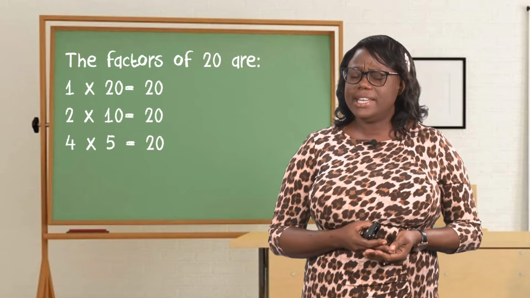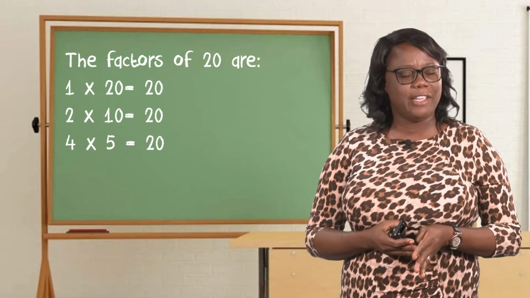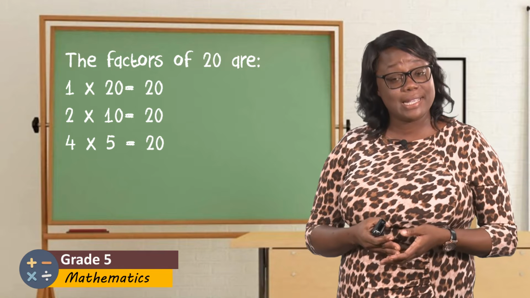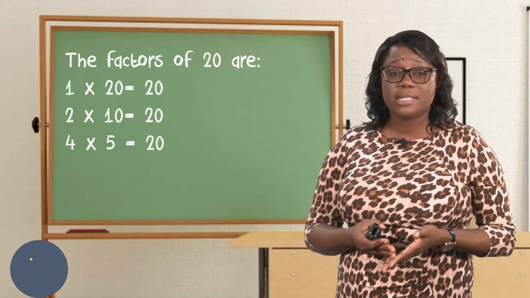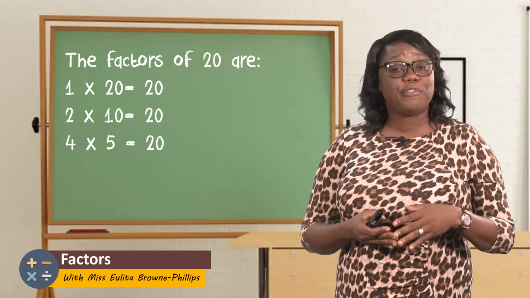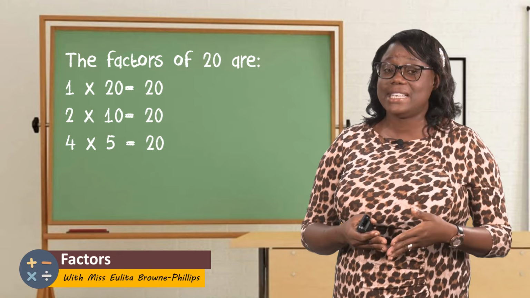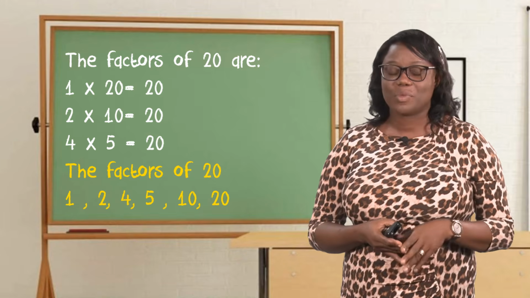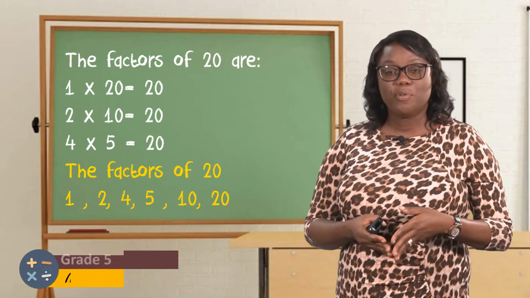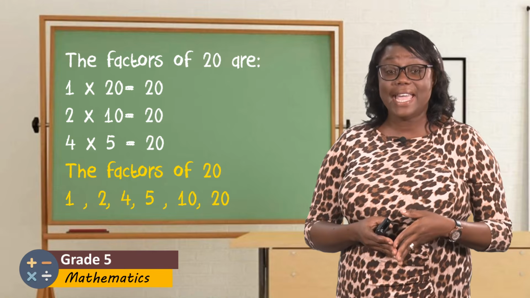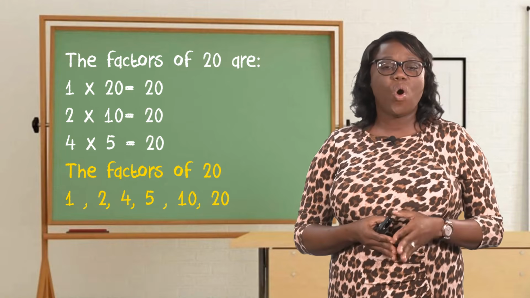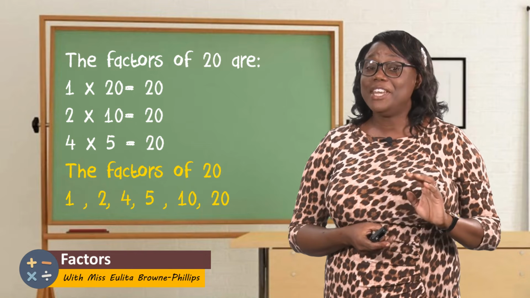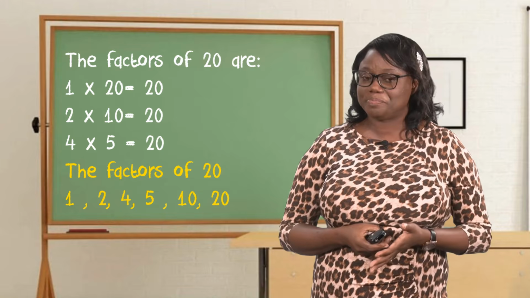Boys and girls, did you notice we didn't list 5 times 4? Isn't 5 times 4 20? Yes, we didn't list it because 5 times 4 and 4 times 5 is the same thing. So let's list our factors of 20, boys and girls. 1, 2, 4, 5, 10, and 20. Always remember, 1 is a factor of every number and the number itself.